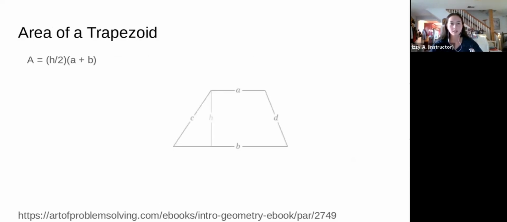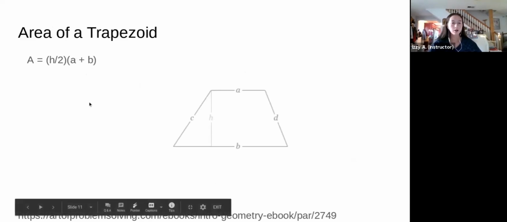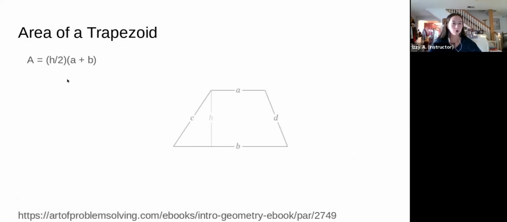Next we have the area of a trapezoid. For the area, what I usually do is 1/2 times height times (A plus B), but you can also use this formula where H is the height, you divide that by 2, and then you multiply that by A plus B. A and B are going to be the bases.